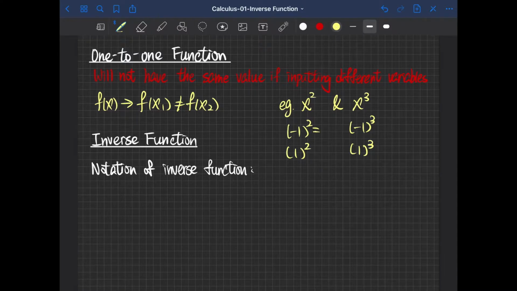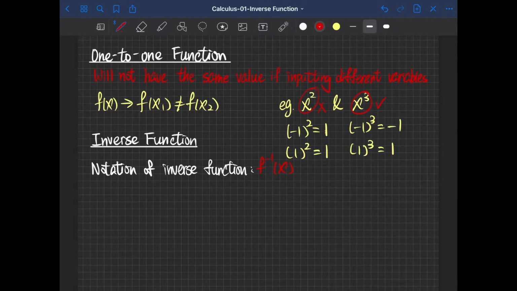We just do a brief calculation of the function. As the result, x squared produces the same value but x cubed does not, so it is the most simple example to show a one-to-one function. And x squared is not a one-to-one function, but x cubed is. The notation of inverse function is like f^-1 of x.